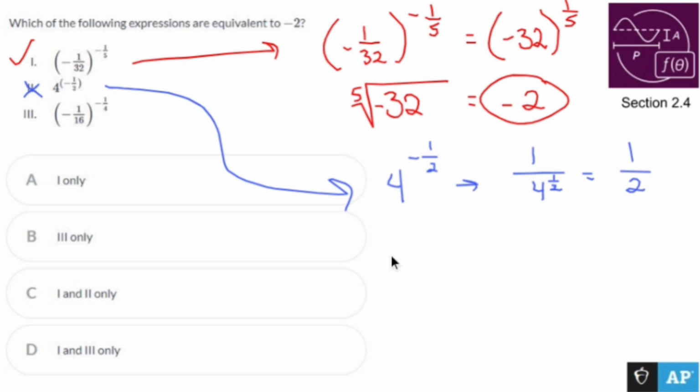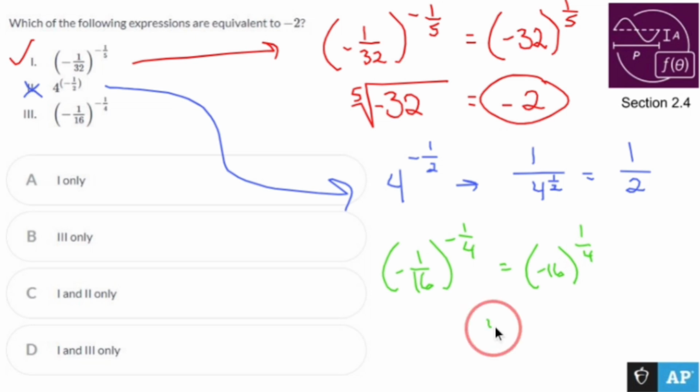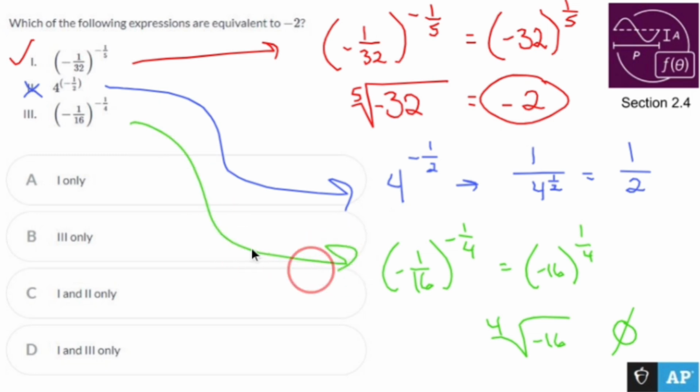Let's take a look at this last one. We have negative 1 over 16 to the negative 1 over 4. That negative exponent means we flip the inside. Now that becomes negative 16 to the positive 1 over 4. If you were to take the fourth root of a negative number, it ain't going to work. Can't do it. So the only option that I have is just 1, and 1 only. Very interesting.